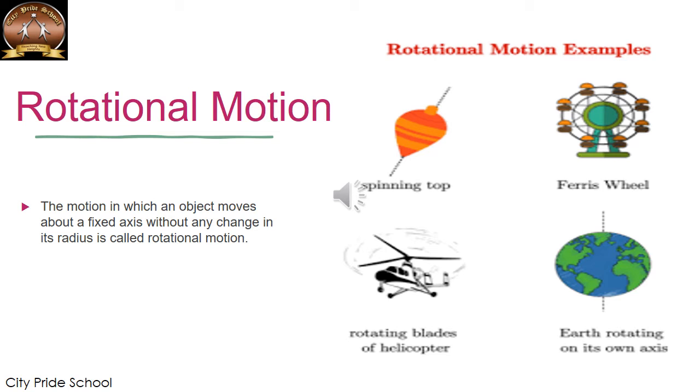Simplest example is the fan that's moving above your head. It has an axis at the center, and then the blades move all around the axis. Okay, so that is termed as rotational motion.